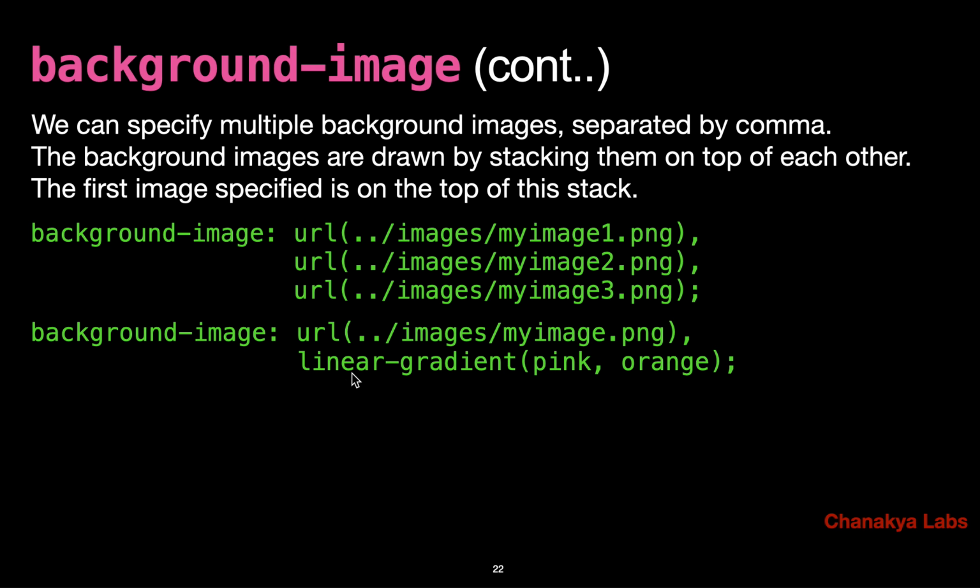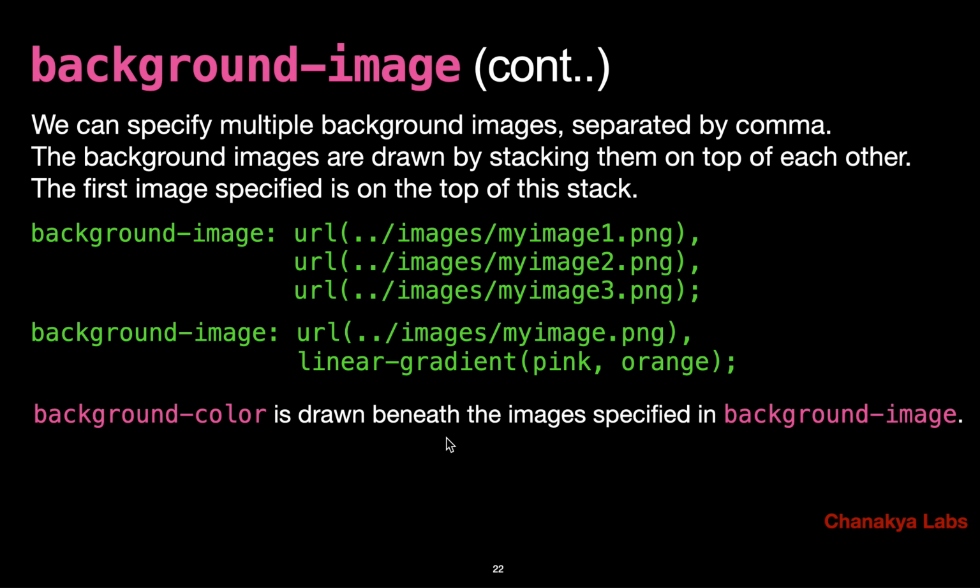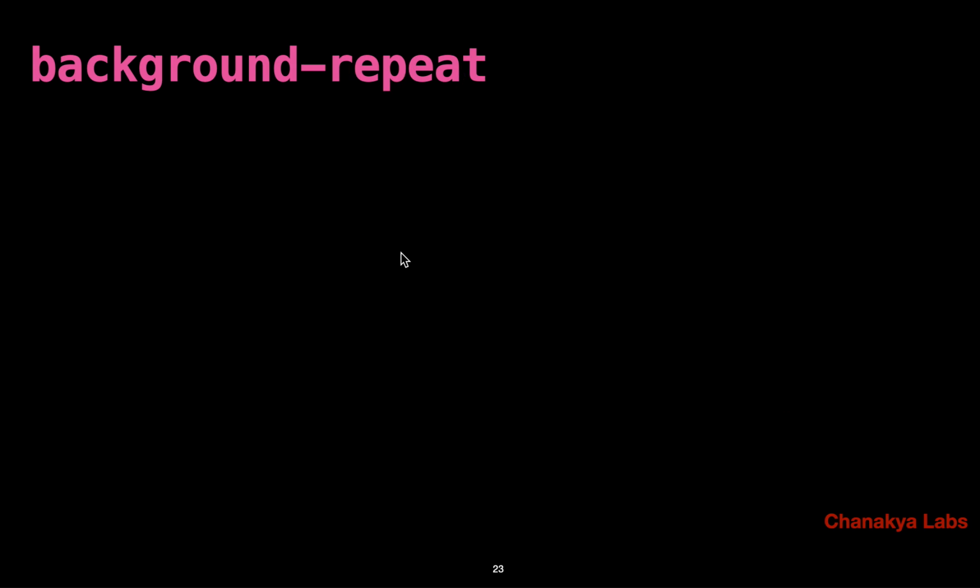There is no limit on that. But the point is that they can be stacked on top of each other. That is the one thing you can see, that is the capability of CSS. Second thing you have to remember is that the first image specified is on the top of the stack. Image means it can be a linear gradient also. Whatever is the first, that thing is on the top of the stack. Background color is drawn beneath the images, and it is a good practice to have them.